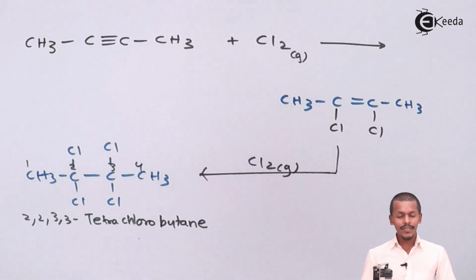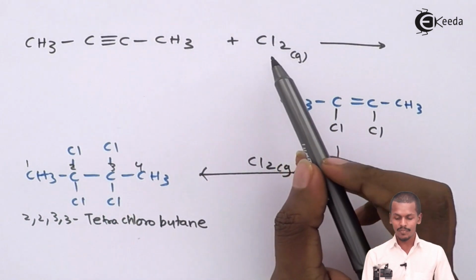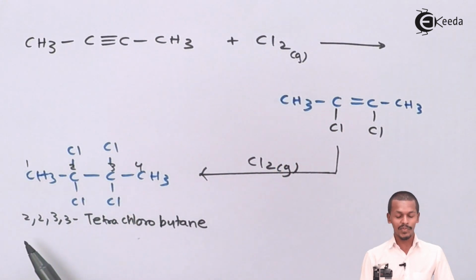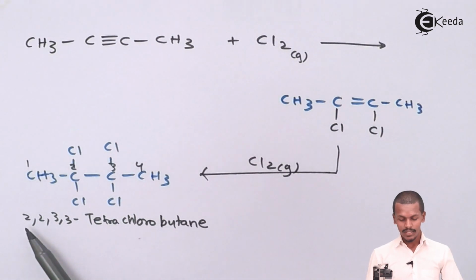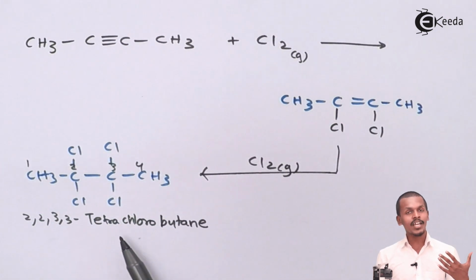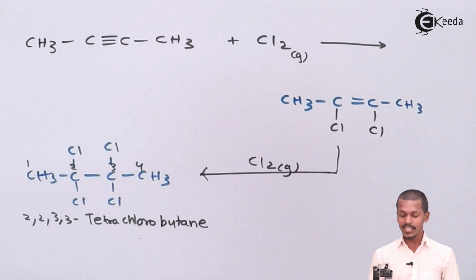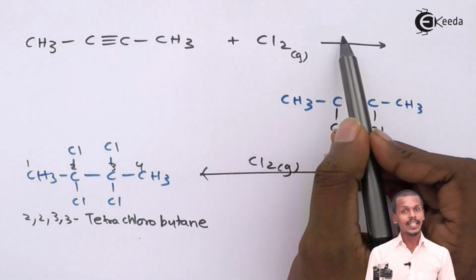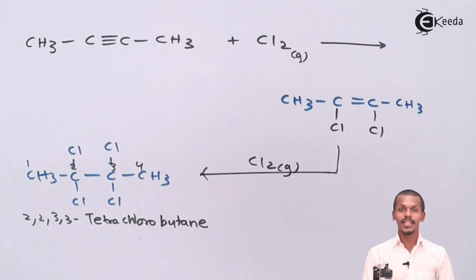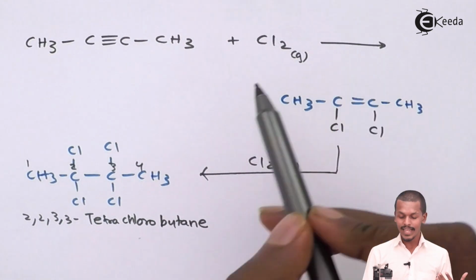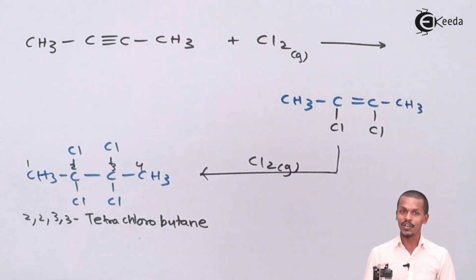Even though we could use bromine, if bromine would be there, then the product that would be formed is 2,2,3,3-tetrabromobutane. And the thing is, if we use bromine, then the reagent or the solvent that should be used is bromine water. So bromine water should be used, and we could get this kind of reaction.